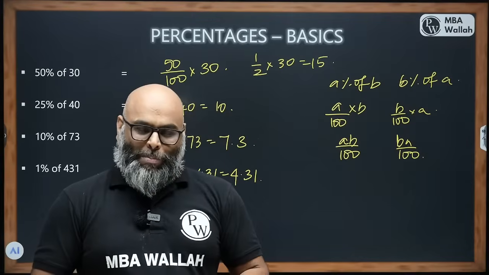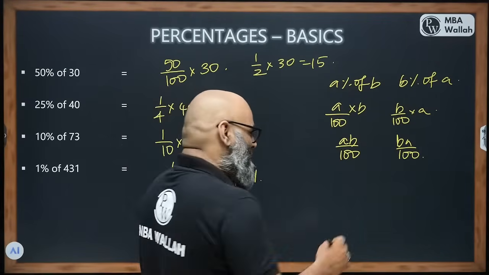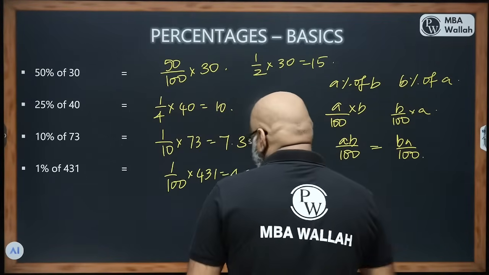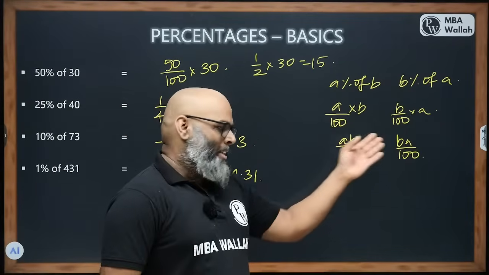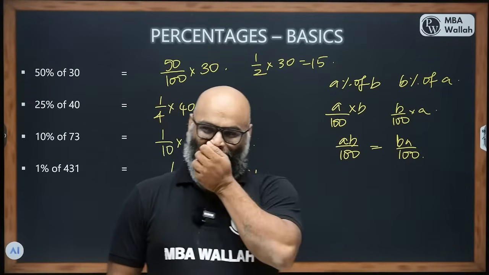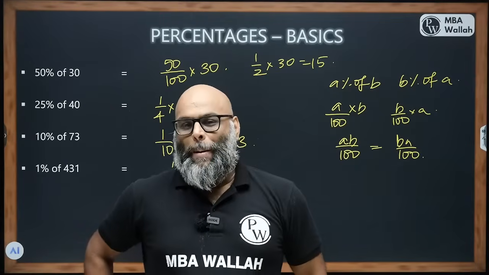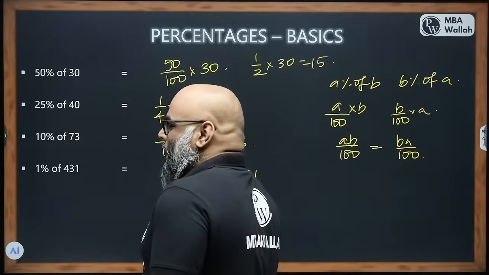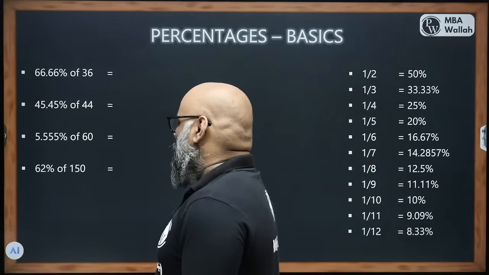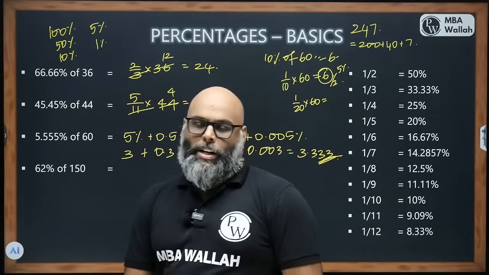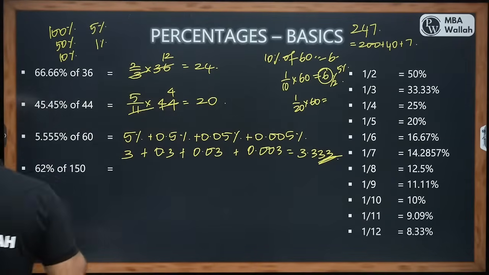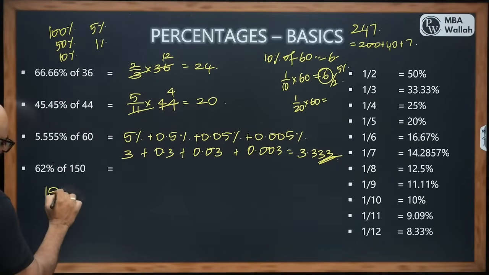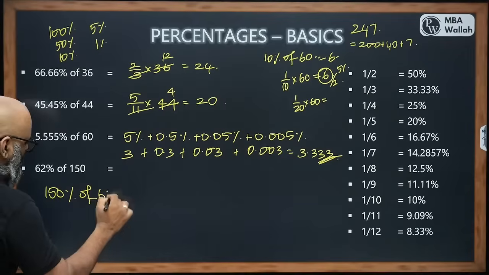For all those people who say no, sorry to break your heart, they are equal. A into B is equal to B into A, man. Come on. It's equal. Now, if that's the case, when I come over here, 62 percentage of 150, can I think about this as 150 percentage of 62?